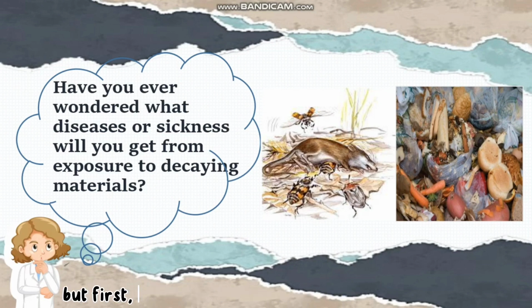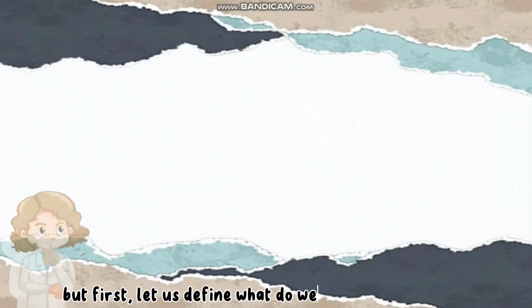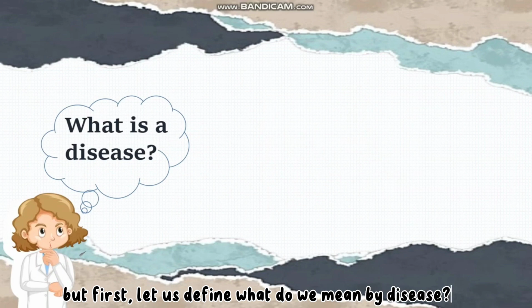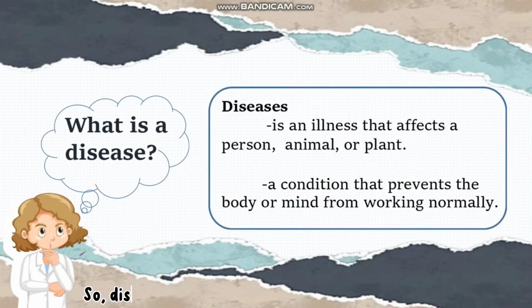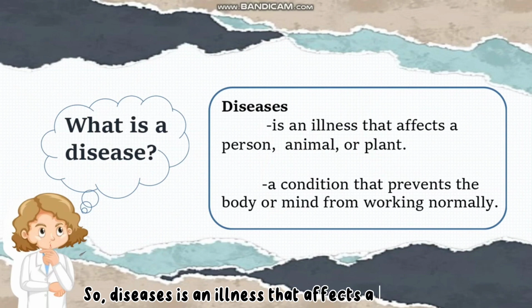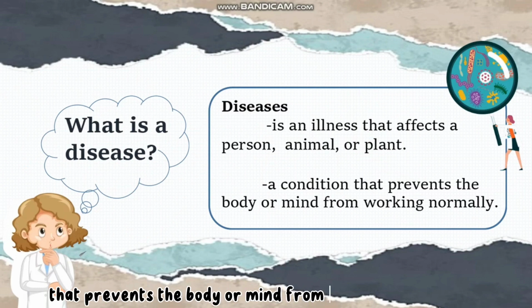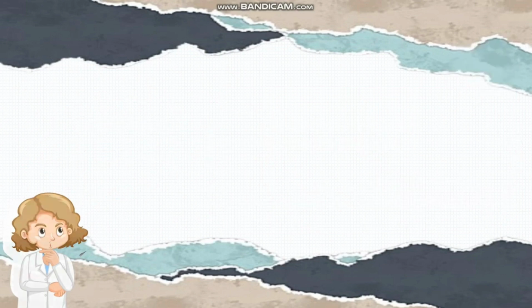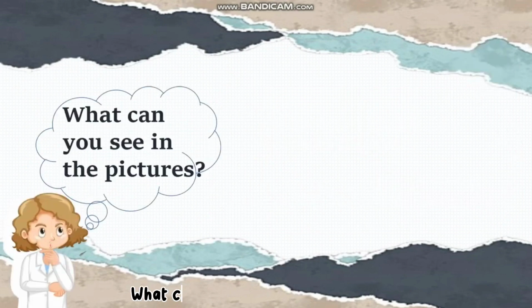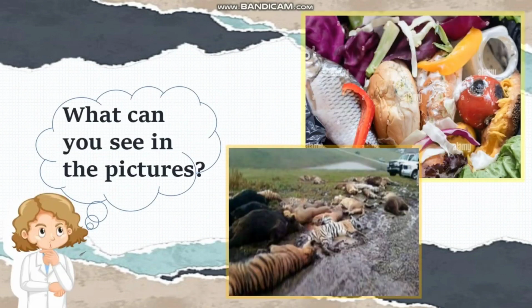But first, let us define what we mean by disease. A disease is an illness that affects a person, animal, or plant. It is a condition that prevents the body or mind from working normally. What can you see in the pictures? Try to examine the pictures.